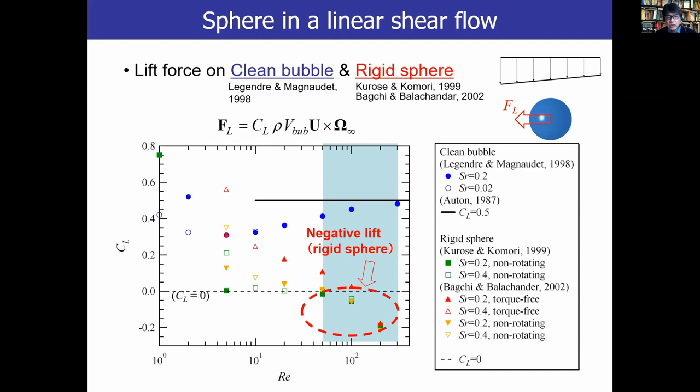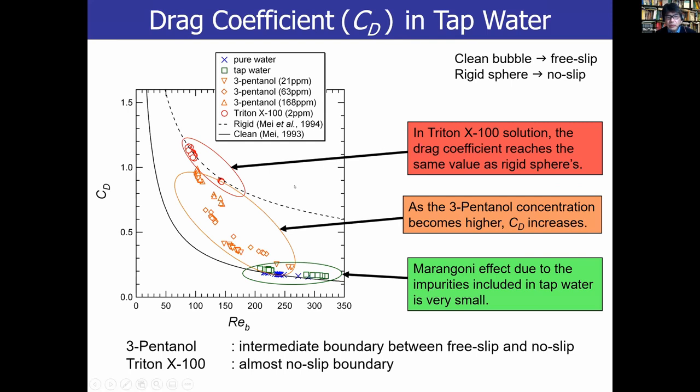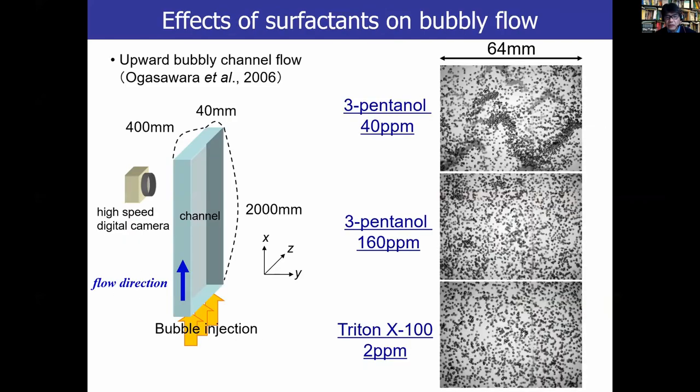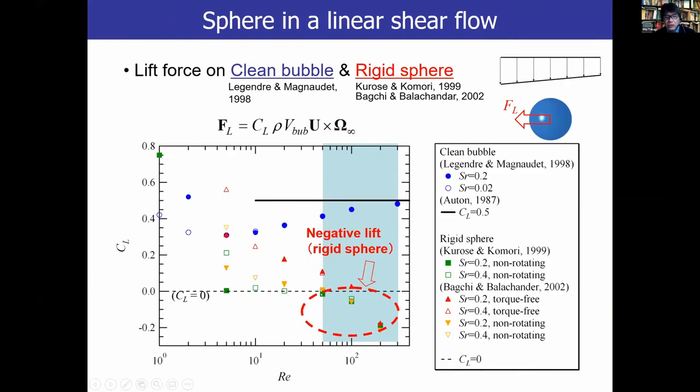So going back to this situation, as I show here, from the clean bubble to the contaminated bubble, there's a situation like the clean bubble to the solid sphere. If your bubble is contaminated, it behaves like a solid sphere for the drag coefficient. So you can easily imagine that the surface becomes immobile. You can also imagine that in that situation, there can be a negative lift force for the contaminated bubble if it is spherical in shape. And we can check it.